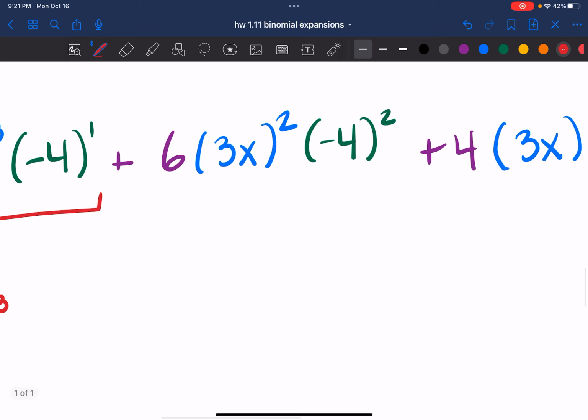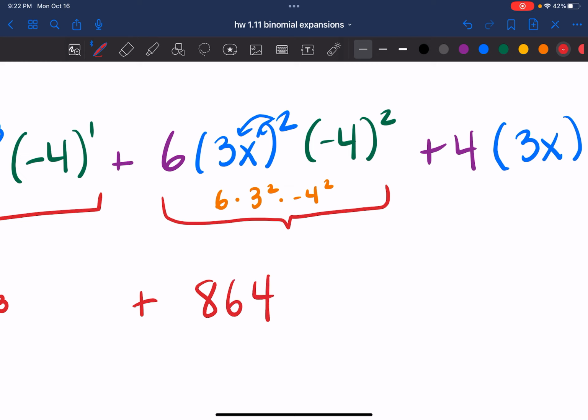Okay, next one up. Again, remember that that second power needs to go to both things in the parentheses. So we have 6, so this first number, times 3 to the 2nd power, times -4 to the 2nd power. Okay, and now I'm just going to put all of that into the calculator, and I get +864. And then I need a variable to go with it, which is this right here, x to the 2nd power.